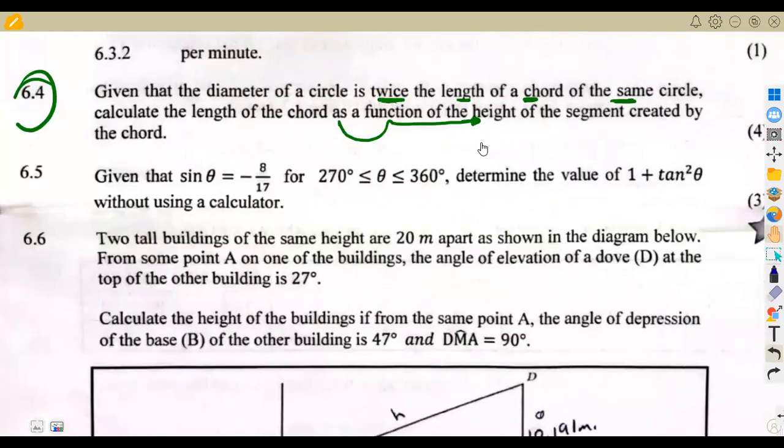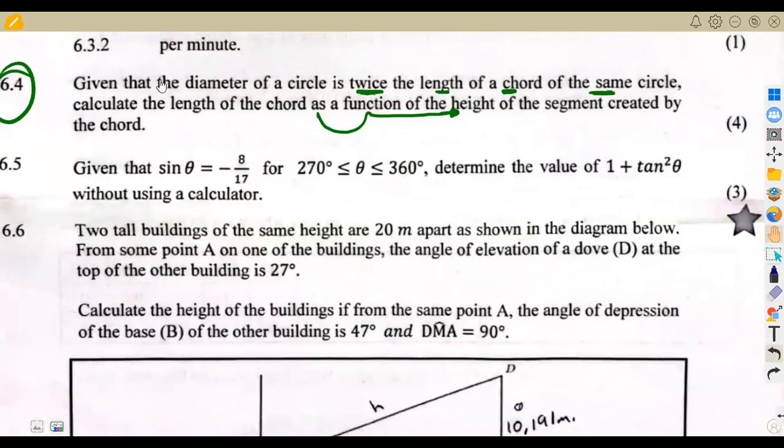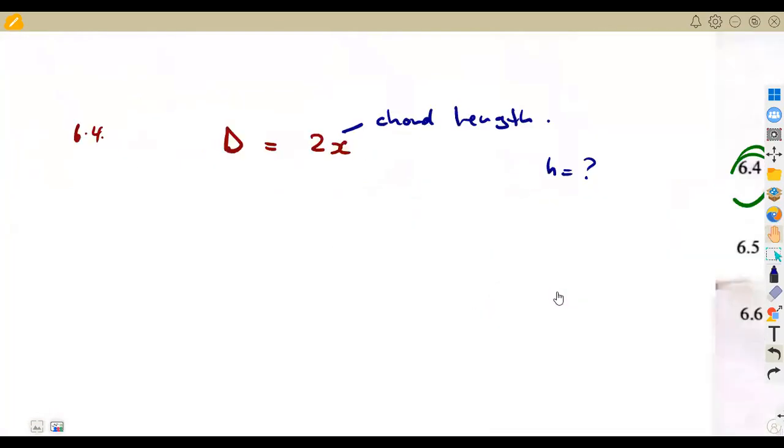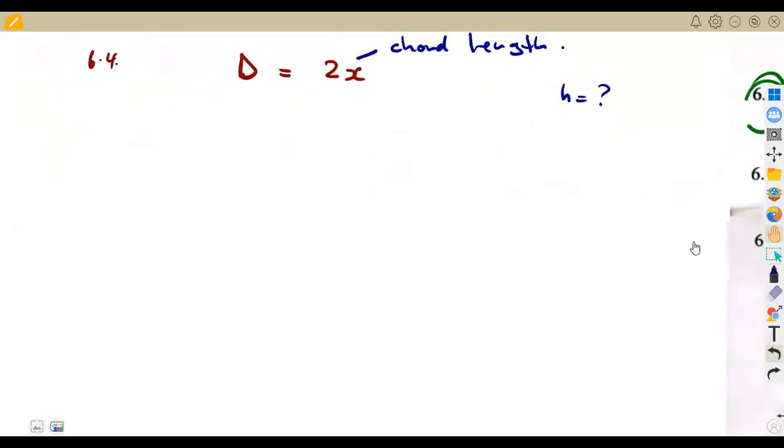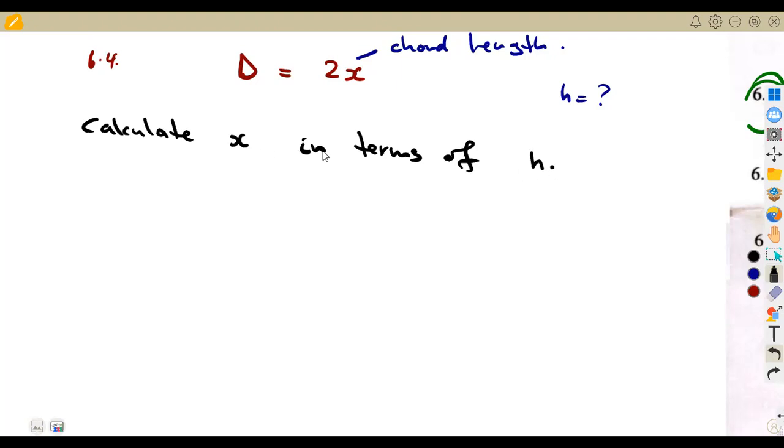We are supposed to calculate the length of the chord. What is the length of the chord? The length of the chord is X. But you're supposed to calculate it as a function of the height, meaning to say in terms of h, because we do not have that h. So whatever you're going to calculate, which is the chord length, which is x, we must calculate it in terms of h. So this is what the question is simply trying to say here. Calculate the chord length, which is x, in terms of what? In terms of h. How so? How is that possible?